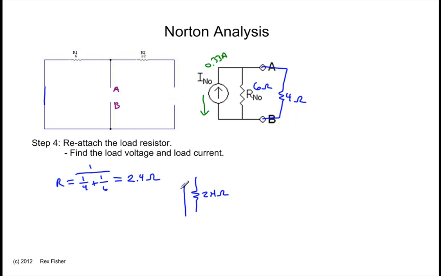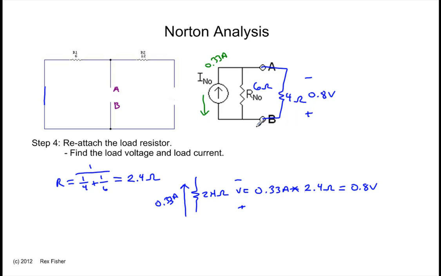And if we have 0.33 amps flowing through 2.4 ohms, that voltage is going to be 0.33 amps times 2.4 ohms equals 0.8 volts. So our load voltage is 0.8 volts.